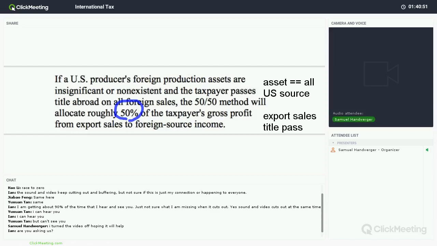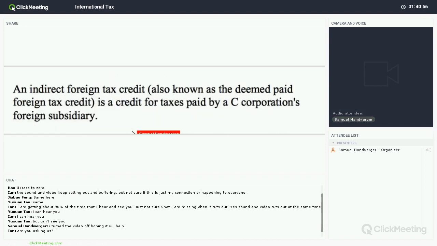Okay, so far so good. I think we can tackle one more major project today. And that's what's known as the indirect foreign tax credit.